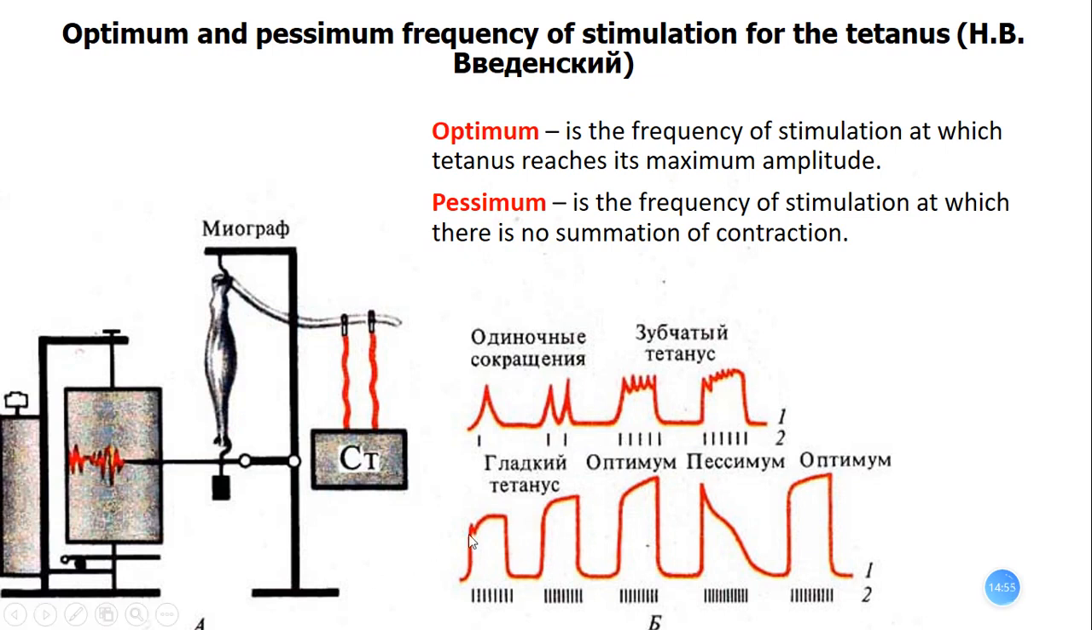And here is the diagram of optimum. This is smooth tetanus, and we get the optimum frequency, and then the amplitude reaches the maximum. Then we again increase the frequency, then we get pessimum. And at this period we have no summation of contractions.